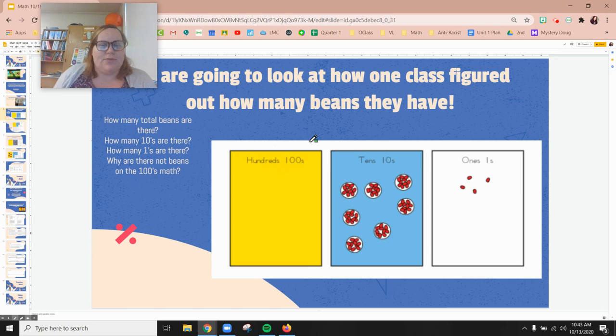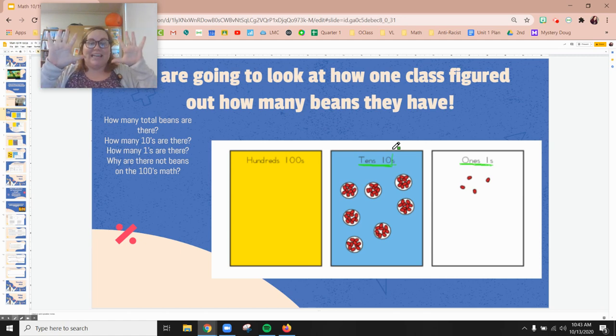And I'm going to underline some things about the different parts of this diagram or chart here. So over here in the white, this is the ones. So I see that there are loose beans, and we can count those by 1. Then next, what do you think is this column? This column is the tens.